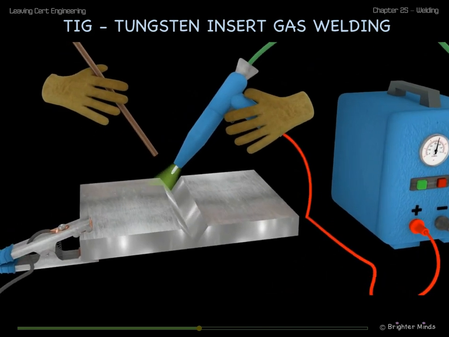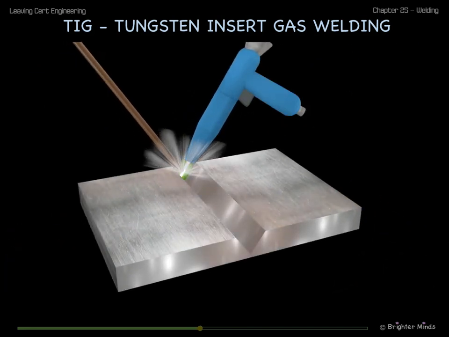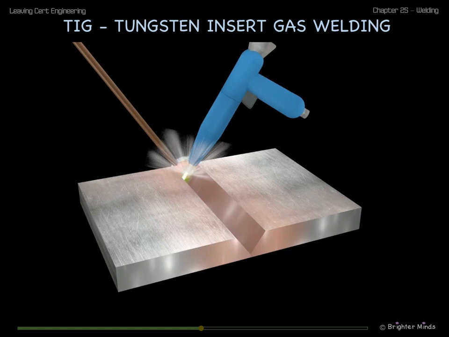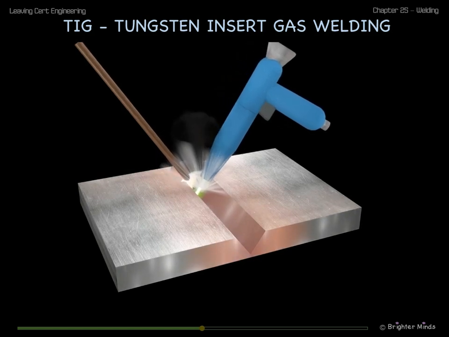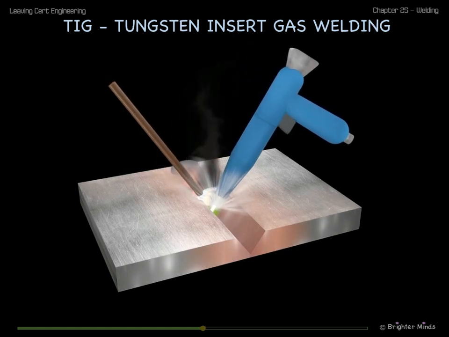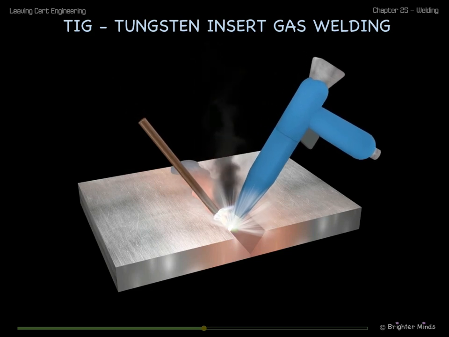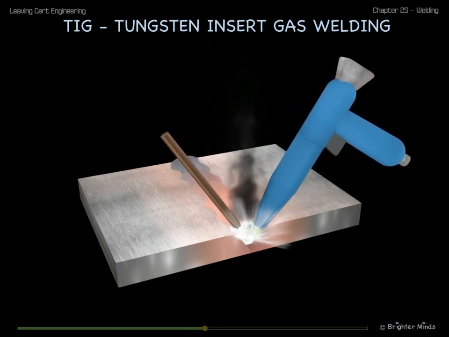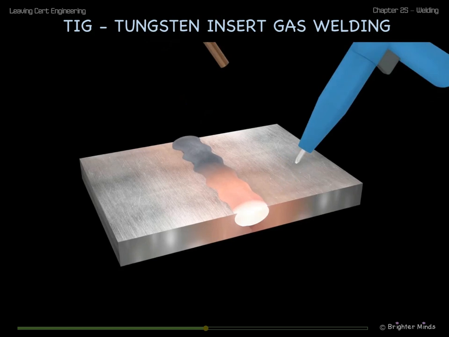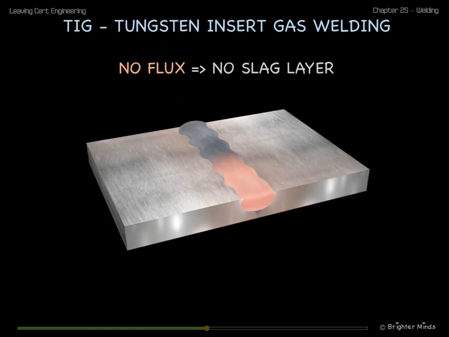The gun issues the shielding gas over the weld area. When the electrode is very close to the metal, an electric arc is created. The intense heat from the arc melts the metals to be joined. Additional filler metal can be added using the separate filler rod. The shielding gas prevents the metals from oxidizing.